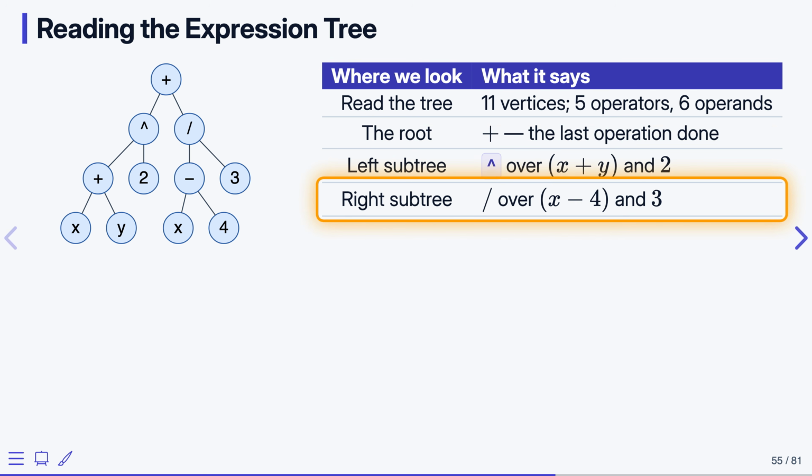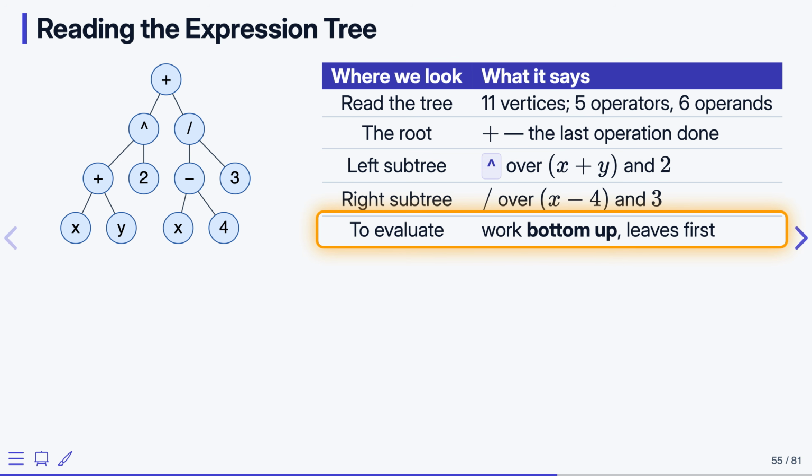Now the right subtree. Its top is the divide sign. Below it sit the bracket x minus 4 and the number 3. So the right half is x minus 4 divided by 3. And to evaluate the tree, you work bottom up. Start at the leaves, combine each pair, and climb until you reach the root.